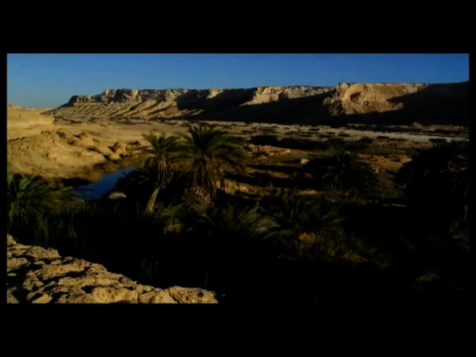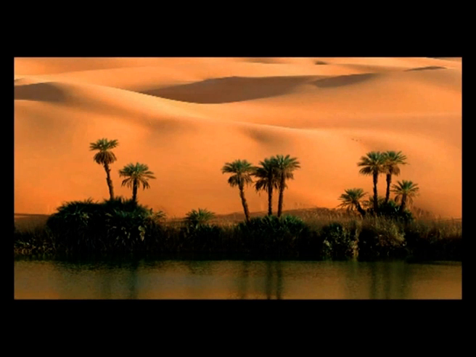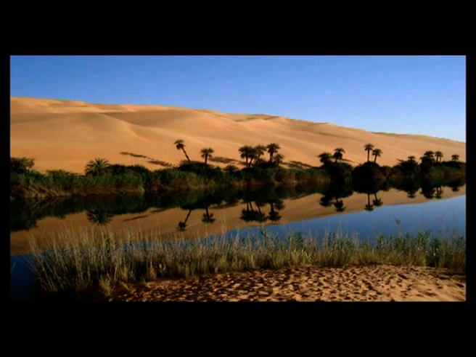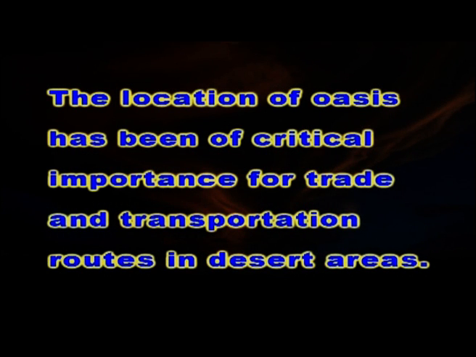Oasis is an important feature in the desert regions. In geography, an oasis is an isolated area of vegetation in a desert, typically surrounding a spring or similar water source. Oases also provide habitat for animals and even humans if the area is big enough. The location of oases has been of critical importance for trade and transportation routes in desert areas. Oases are very important features in the Aeolian landforms.